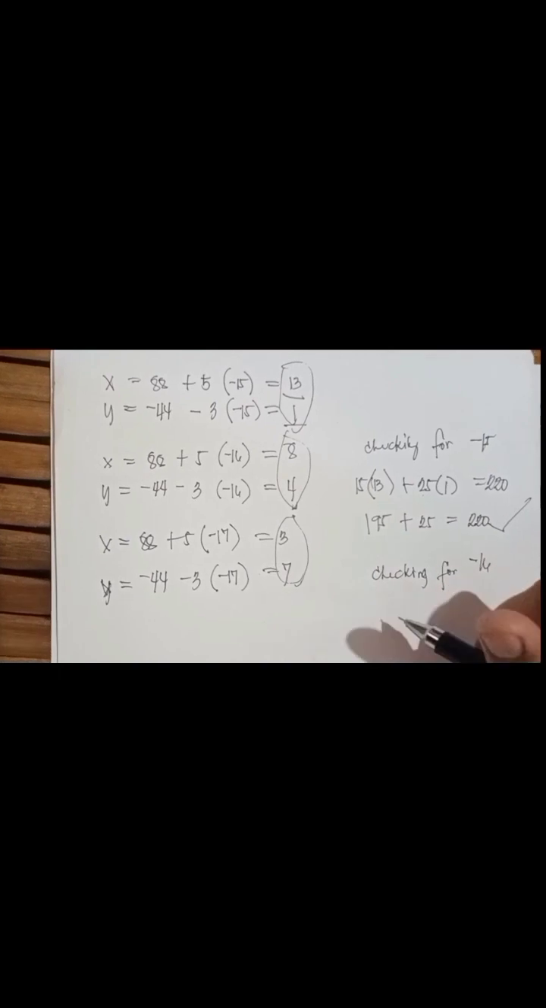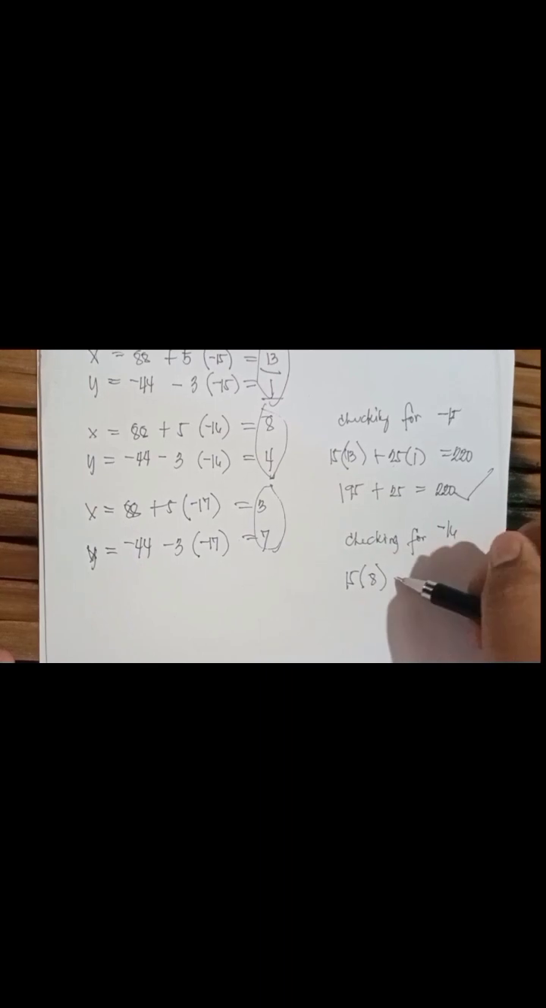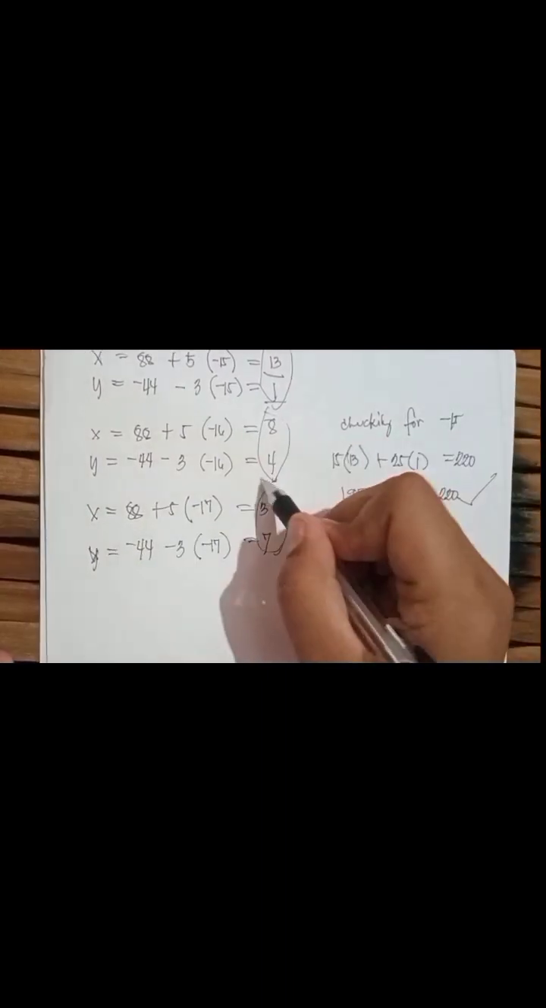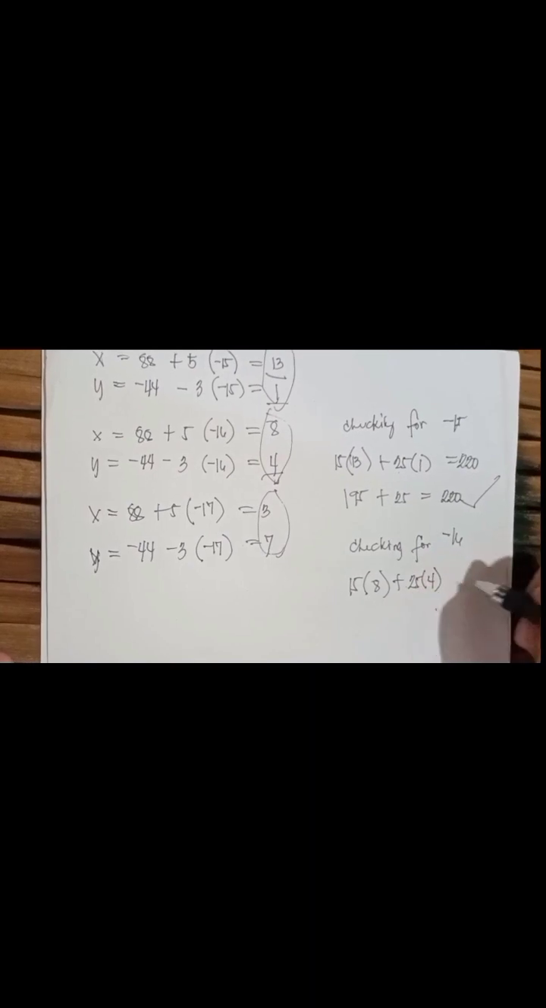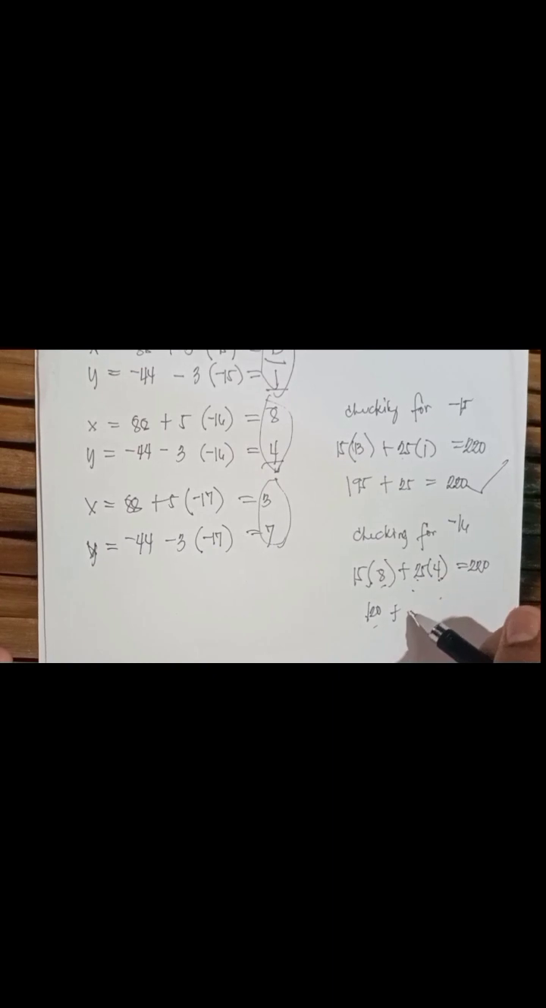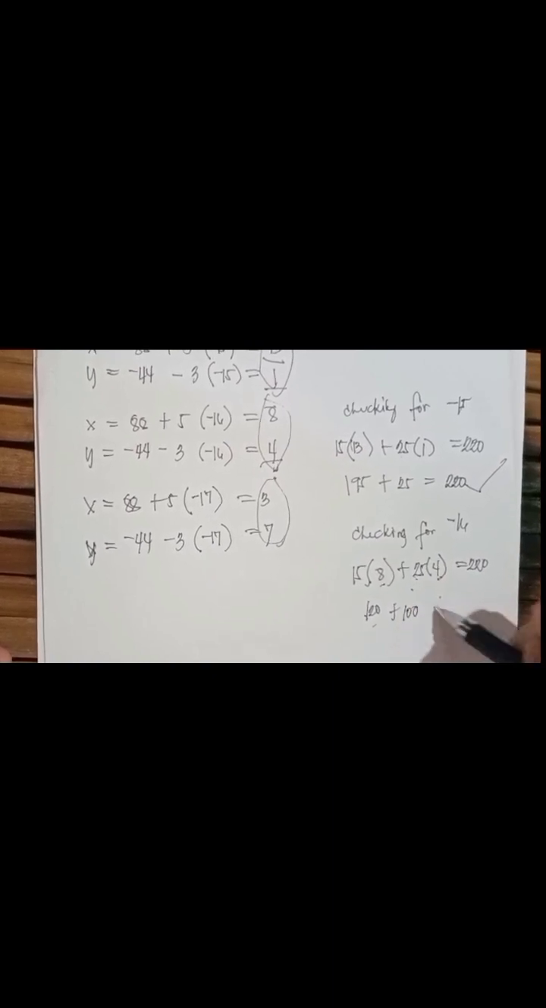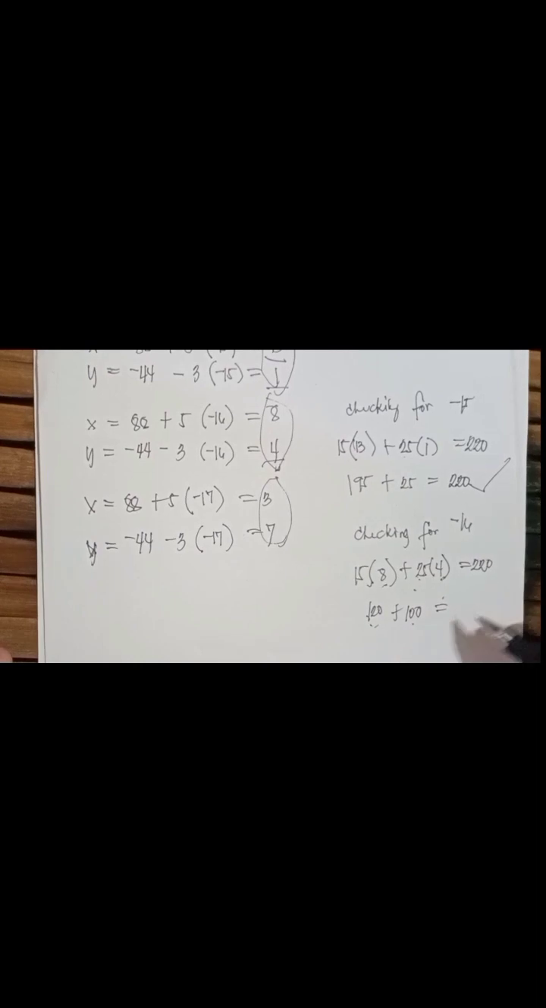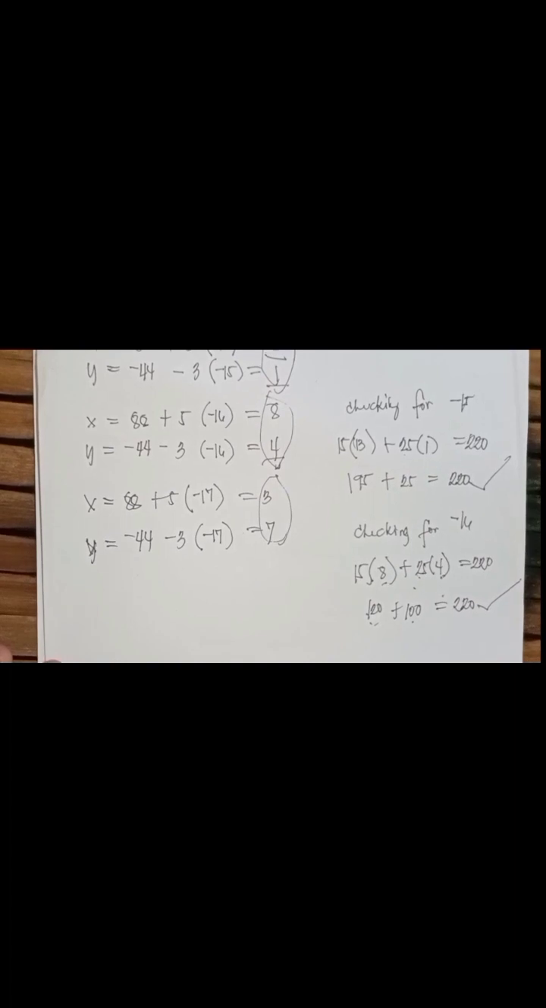Checking for negative 16. 15 times 8 plus 25 times 4 is equal to 220. 15 times 8 is equal to 120. 25 times 4 is equal to 100. 120 plus 100 is equal to 220. Therefore, this is also true.